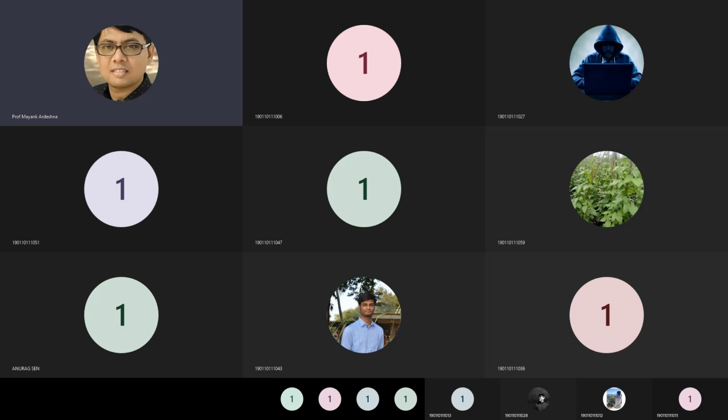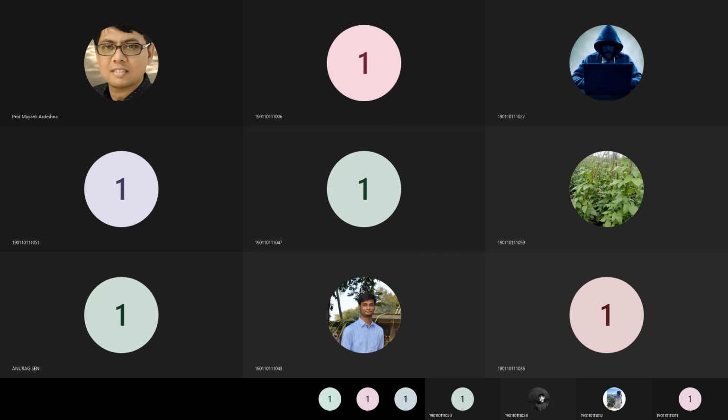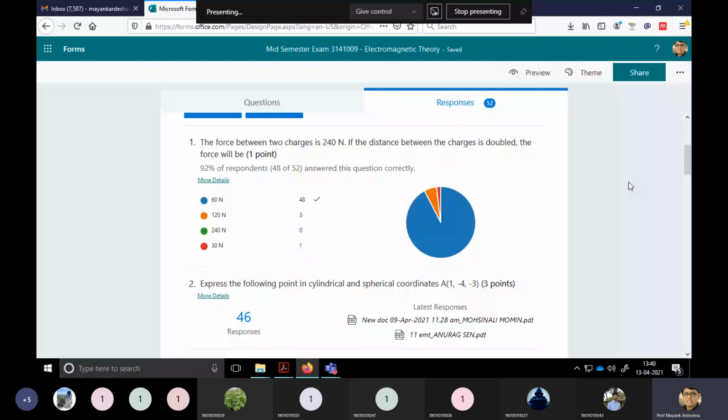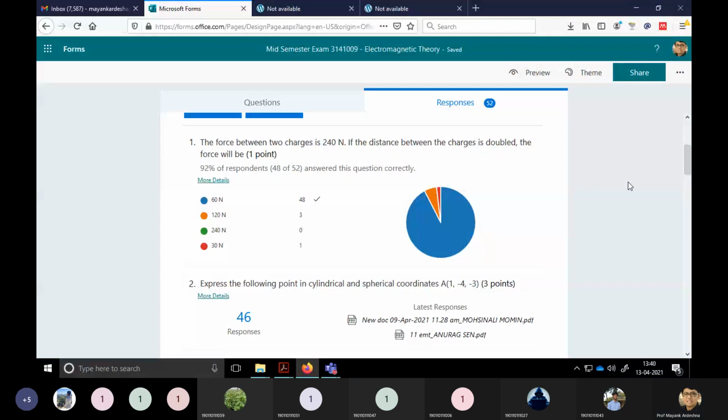So I think today we discuss the solution of your mid-semester exam. Hope all of you are getting the screen. Yes, sir. Okay. So in the first objective, the question is: the force between the two charges is 240 Newton and the distance between the two charges is doubled. Then what will the force be?